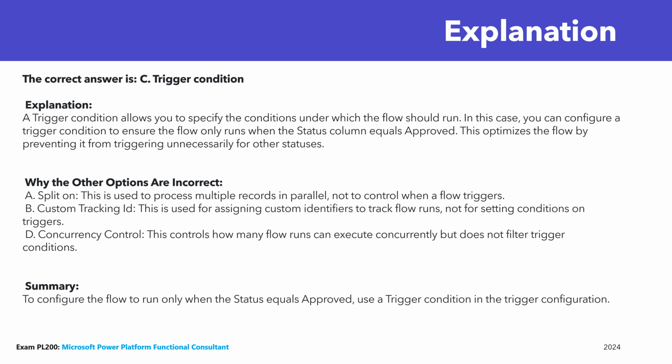Why the other options are incorrect. A. Split on. This is used to process multiple records in parallel, not to control when a flow triggers. B. Custom tracking ID. This is used for assigning custom identifiers to track flow runs, not for setting conditions on triggers. D. Concurrency control. This controls how many flow runs can execute concurrently, but does not filter trigger conditions. Summary. To configure the flow to run only when the status equals approved, use a trigger condition in the trigger configuration.